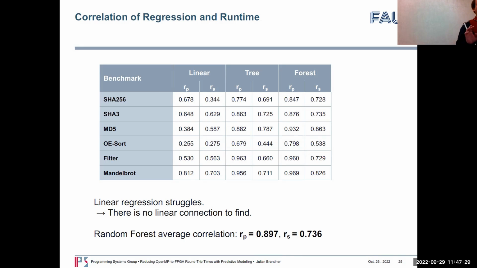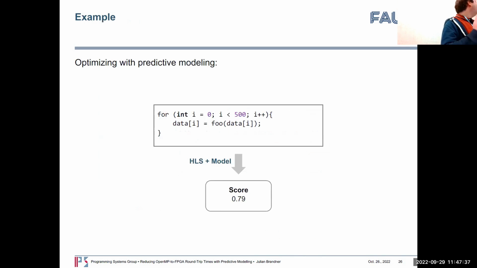So back to the drawing board, what do we do from there? What can we do with our model from here? So let's say we have our short code snippet and we want to find out how we can optimize it using HLS pragmas. So we would start the HLS, which takes around 1 minute, and then we would start the model, which is basically instant. And we get some generic score number, in this case, something like 0.79.